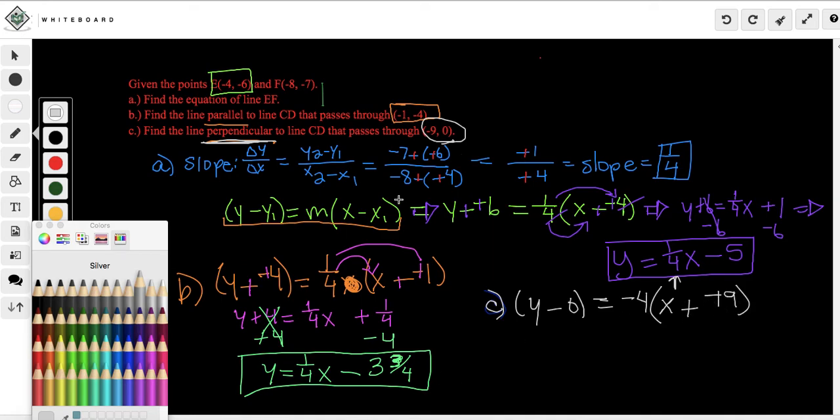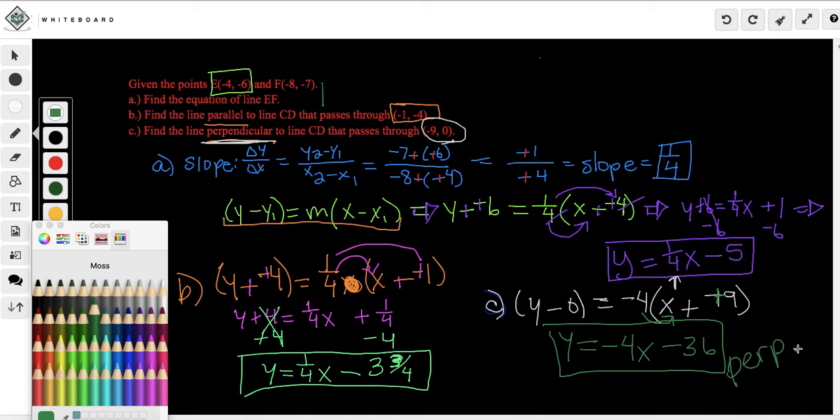And remember, if I'm going too fast, just pause the video. So y minus 0 is just going to be y equals, then we're going to distribute. We have -4x, and then -4, oh, that's plus a positive. I couldn't see what I wrote. So the -4 times 9 is -36. So this will be the formula for our line that is perpendicular to the original line.